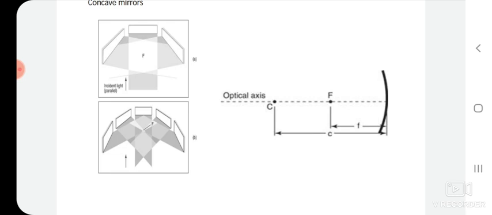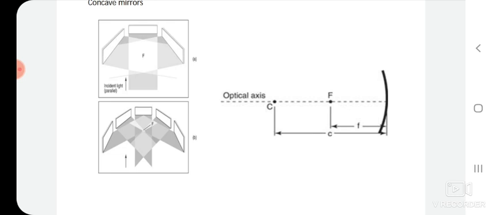Next and last one, the ray directed along the radius of the sphere will reflect back on itself. How? We have to discuss these 4 cases in detail. So let us discuss one by one.